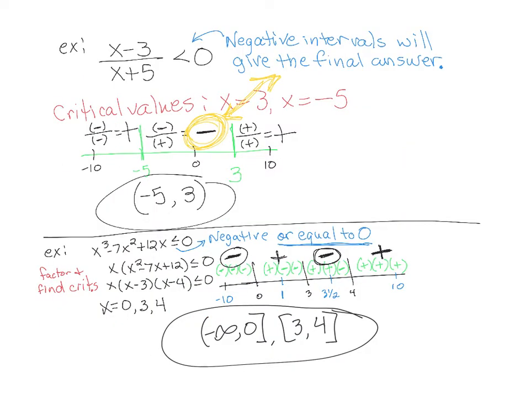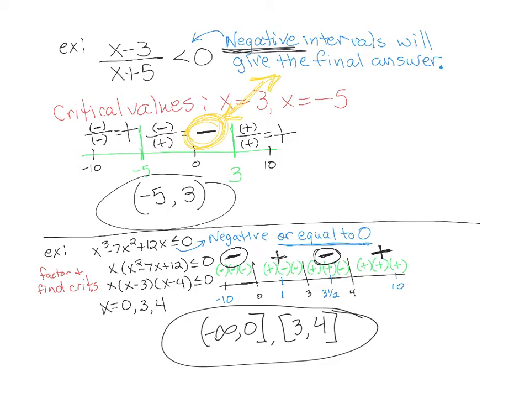So now we have an example that's using division. Division is the same as multiplication when you're talking about pluses and minuses. Two minuses give me a plus. Opposite signs give me negatives. So first thing we're going to do is check what we're looking for. We're looking for less than 0, which means my final answer is going to be the negatives.